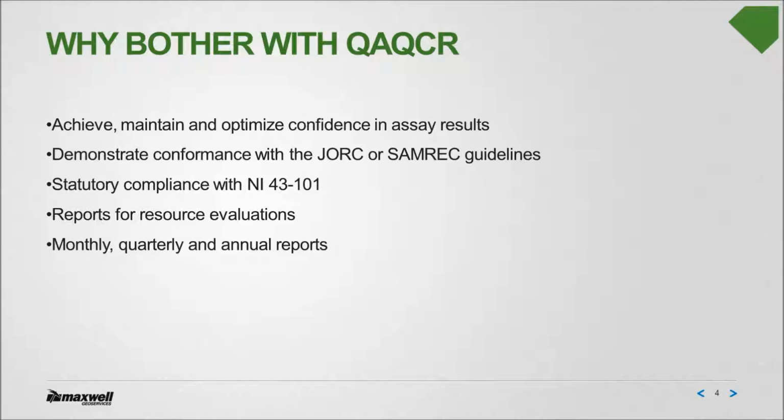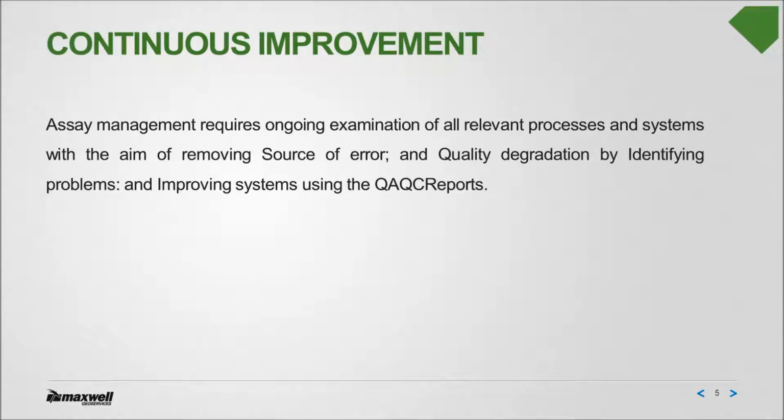We need to use them so that we can demonstrate conformance with the JORC or SAMREC guidelines, as well as statutory compliance with NI 43101. We also need them for reporting for resource evaluations, and also monthly, quarterly, and annual reports. Using all this information, we then need to improve our methodology of sampling and analysis. So assay management requires ongoing examination of all relevant processes and systems, with the aim of removing sources of error and quality degradation by identifying problems and improving systems using the QAQC report.